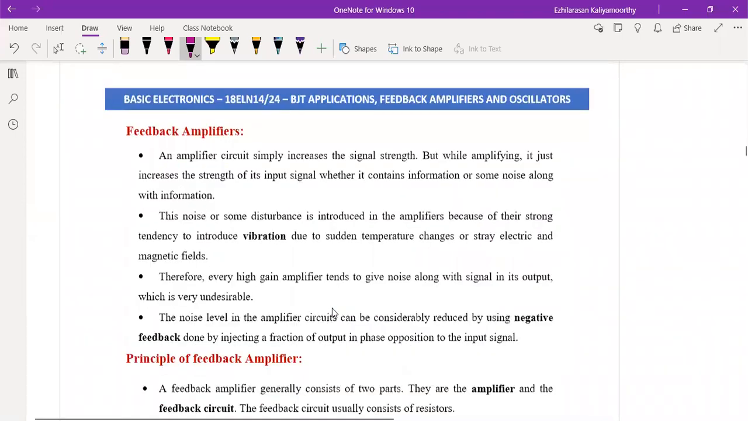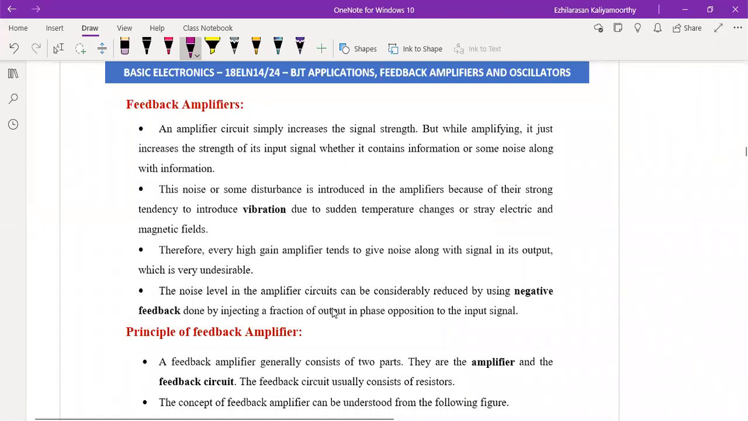Next, let us discuss the feedback amplifier. Now, we need to know what is meant by feedback amplifier. Already we studied what is meant by amplifiers. Now, the additional term we are given is feedback. Earlier we studied the amplifier. For example, this is the amplifier.